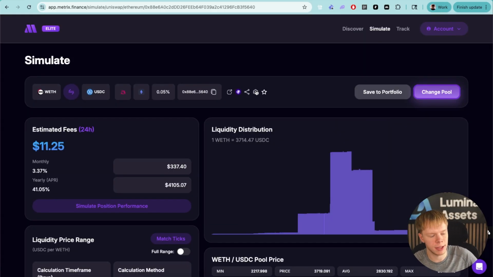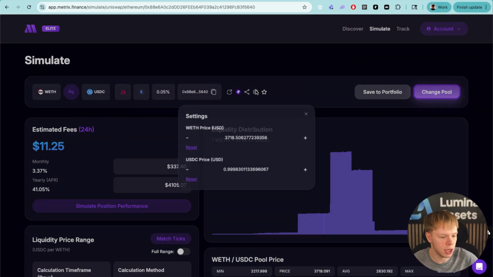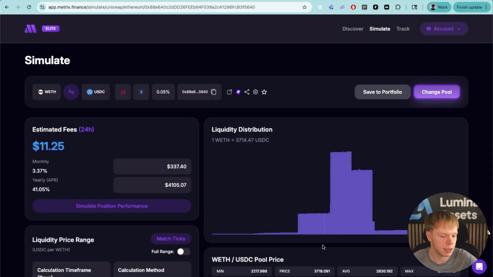One thing that Metrix Finance allows you to do for more advanced users is adjust the actual price of the tokens should you need to have more accurate data. So that makes Metrix more composable. That way you can truly determine how much you need to deposit. That way you can truly determine actual pool price and stuff along those lines.